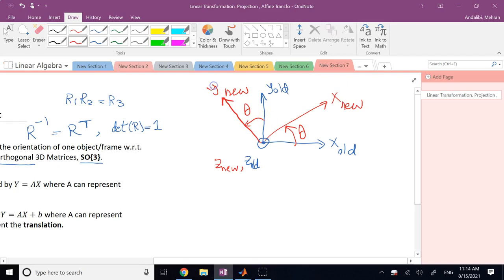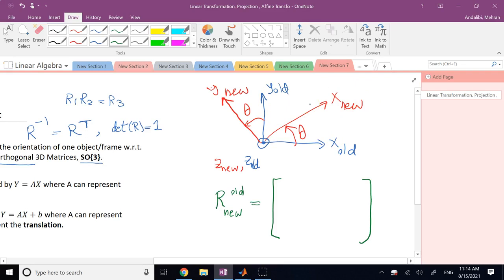So when I describe the orientation of the new frame with respect to old frame, I can use a rotation matrix R, which is of new frame with respect to the old frame. And the way it is, each column of this 3x3 matrix describes the orientation of one of the axes of the new frame with respect to all axes of the old frame.